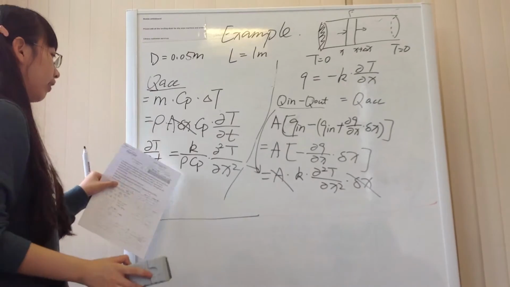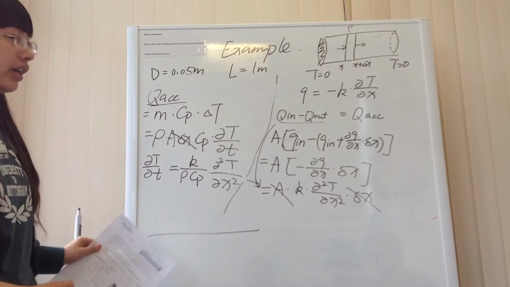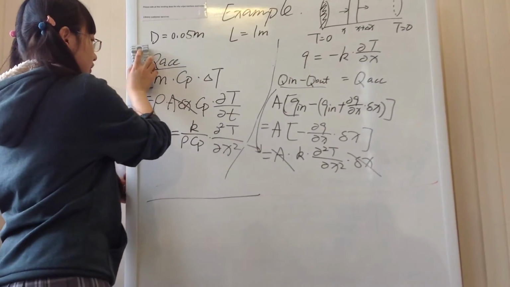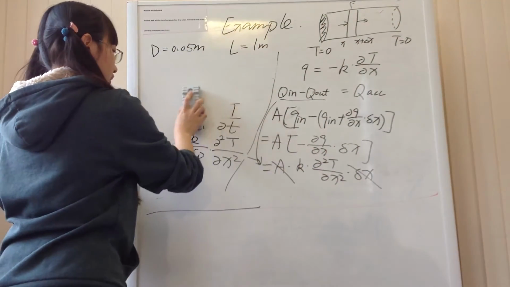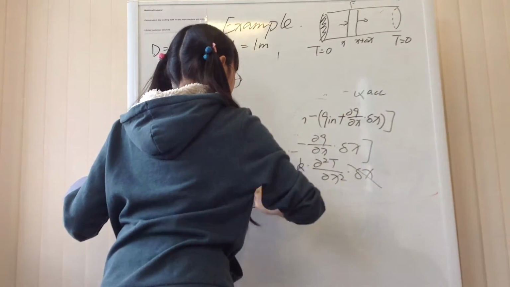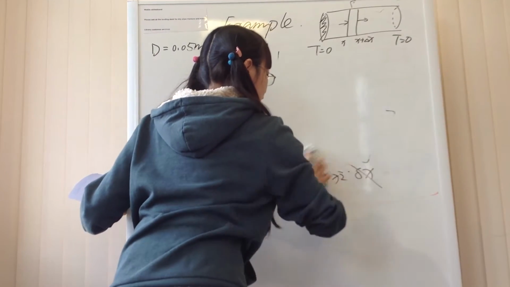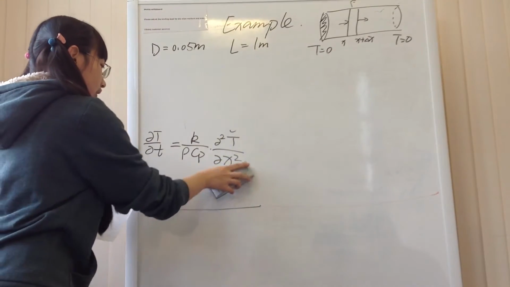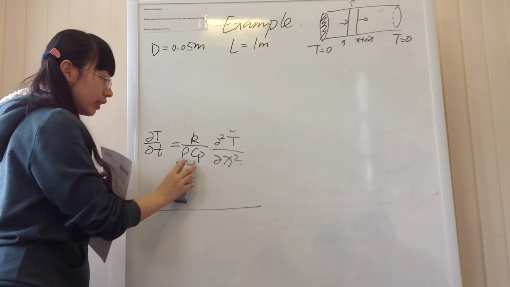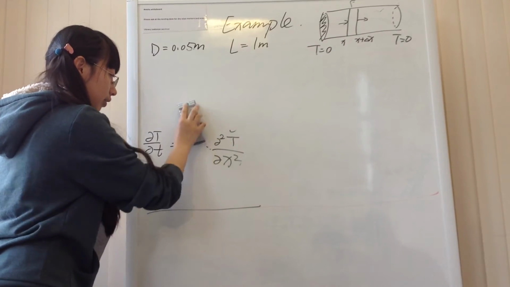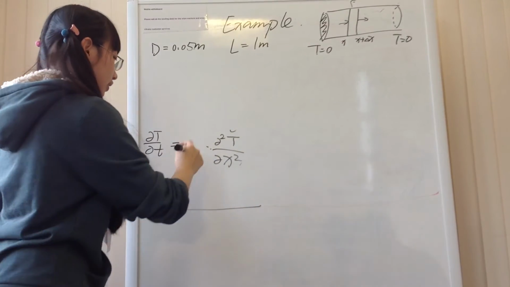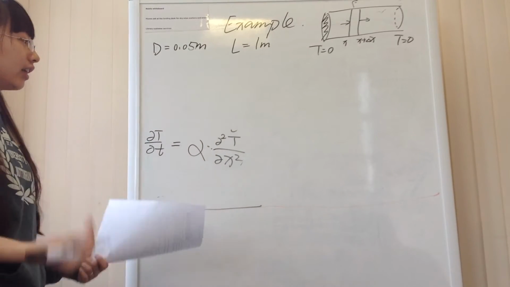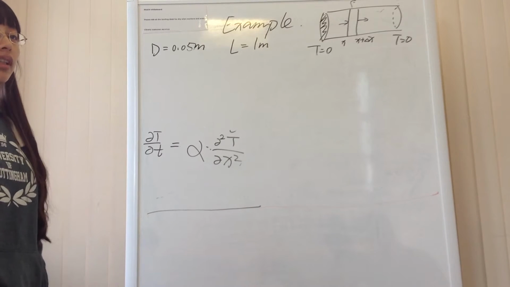So by now we have got the equation for us to solve, and this is the result from our heat balance. And we usually give this part a name, alpha. So it's really nice and tidy. And the thing left then is a PDE.